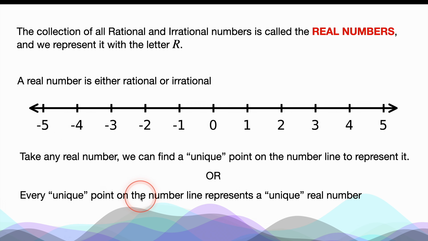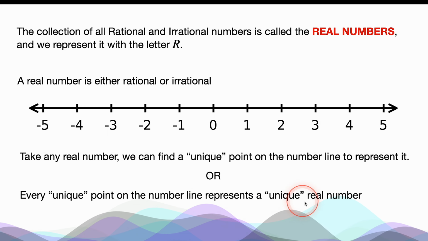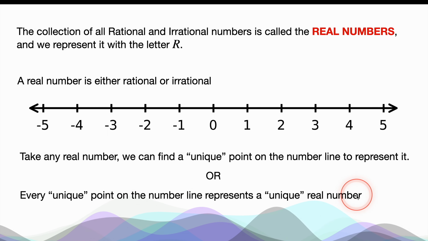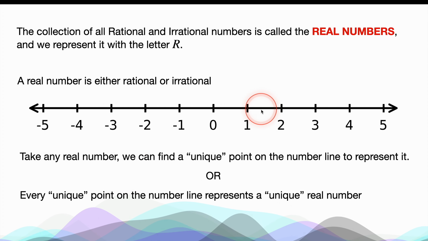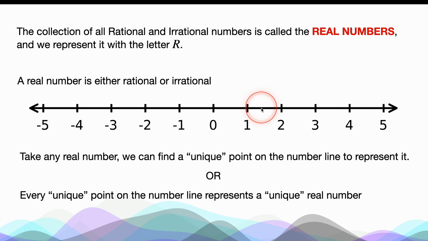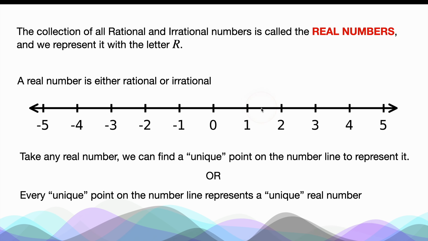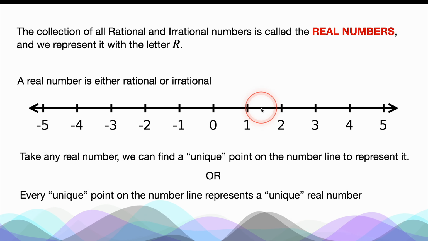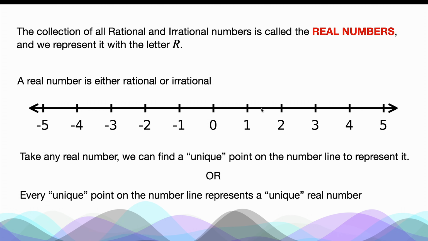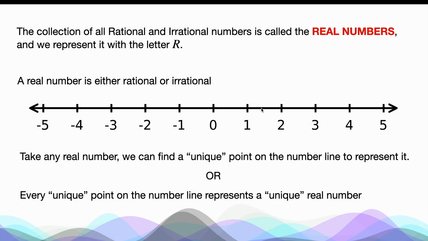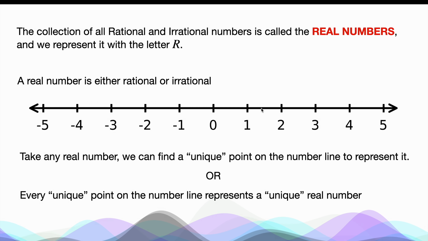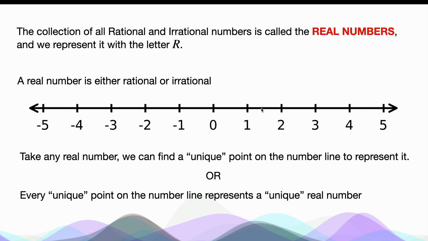Every unique point on the number line represents a unique real number. So we have the number line, you randomly select any particular point and that point will represent a unique real number. That unique real number may be a rational number or an irrational number, that we do not know. We have to see how it behaves, but it will always be a unique real number.